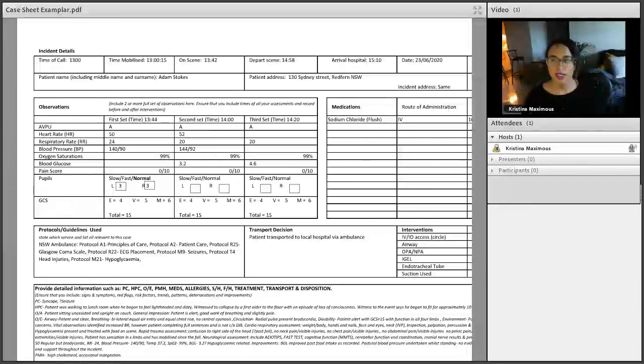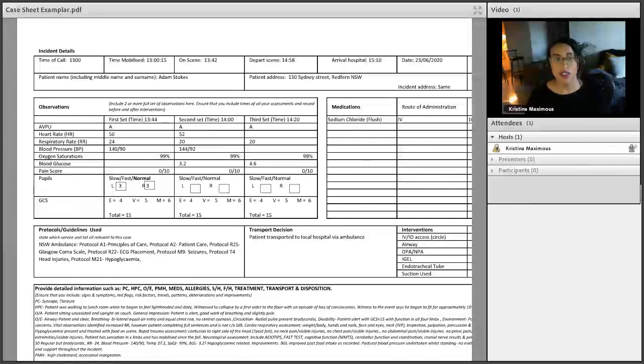So I'm going to go through it step by step to give you an insight of why things are in there and why it's important to document things in a particular way. And hopefully it will just bring a lot of clarity when you start to use these case sheets and complete them as well.